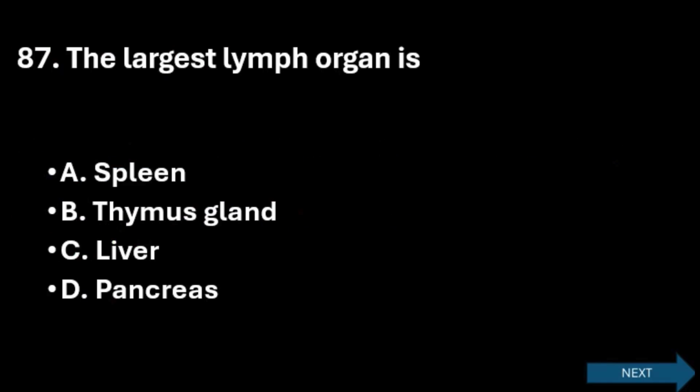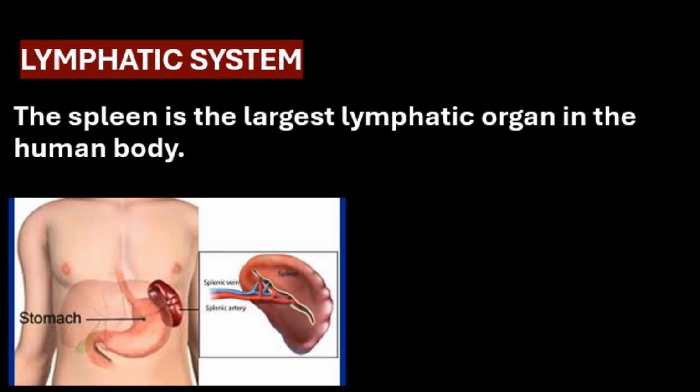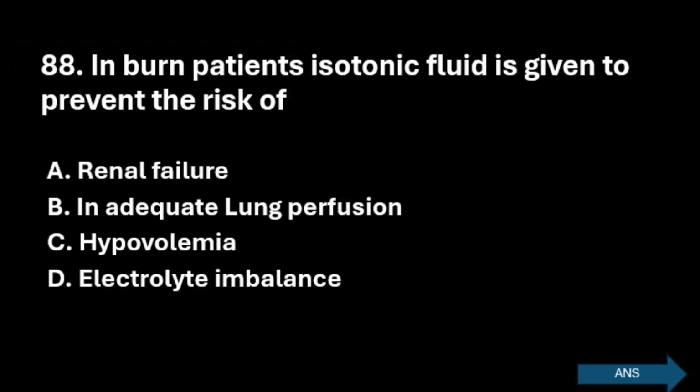Next question. The largest lymph organ is option A, spleen. Option B, thymus gland. Option C, liver. Option D, pancreas. The right answer is option A, spleen. Let us see the lymphatic system. The spleen is the largest lymphatic organ in the human body. See the location in the diagram. It is just above the stomach. So this is the spleen, which is the largest lymphatic organ in human body.